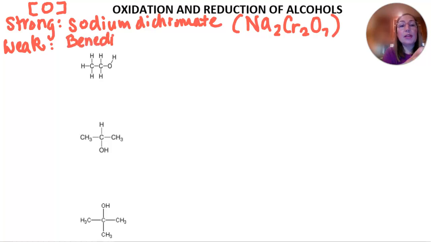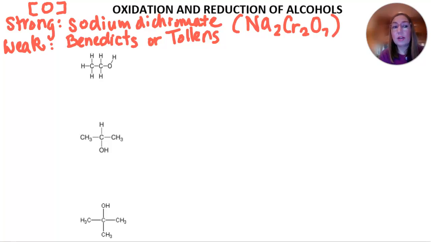Okay, we have some weaker oxidizing agents, and we use them in our lab, and those have the common names of Benedict's reagent, but we'll just call them Benedict's, or the Tollens reagent. And these are weaker oxidizing agents, and so we'll talk about where you use a weak or a strong oxidizing agent.